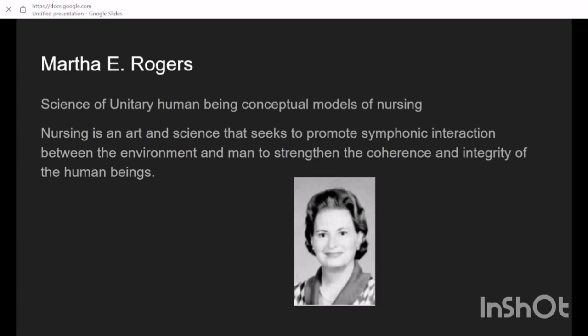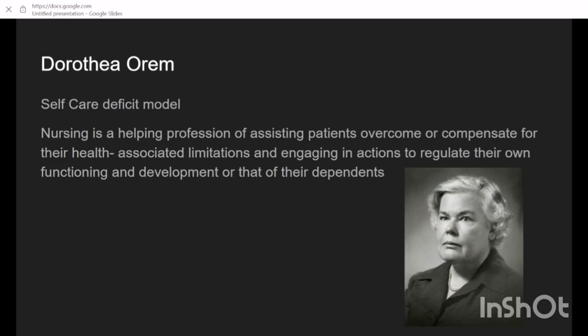Dorothea Orem, Self-care deficit model. It is a helping profession or assisting patients overcome or compensate for their health-associated limitations, and engaging in actions to regulate their own functioning and development or that of their dependents.